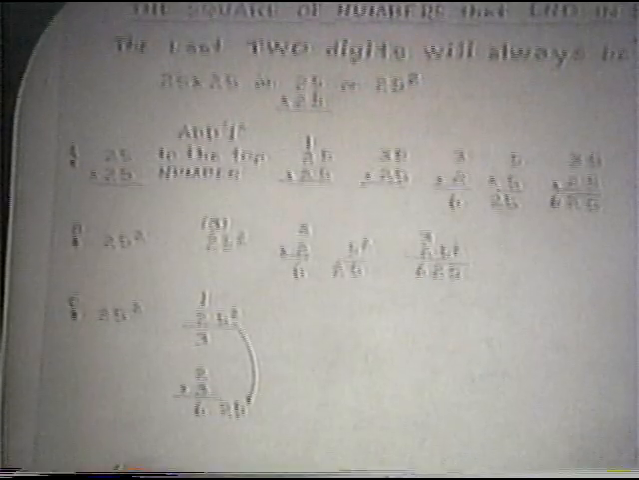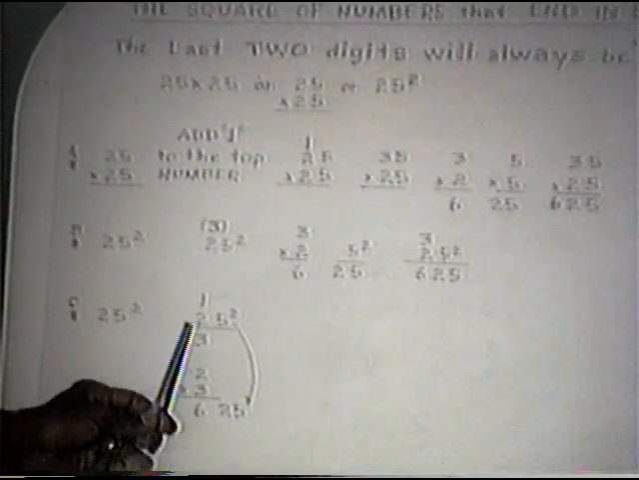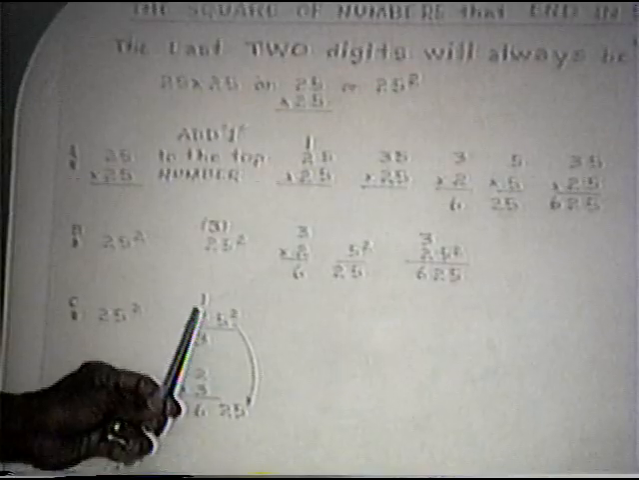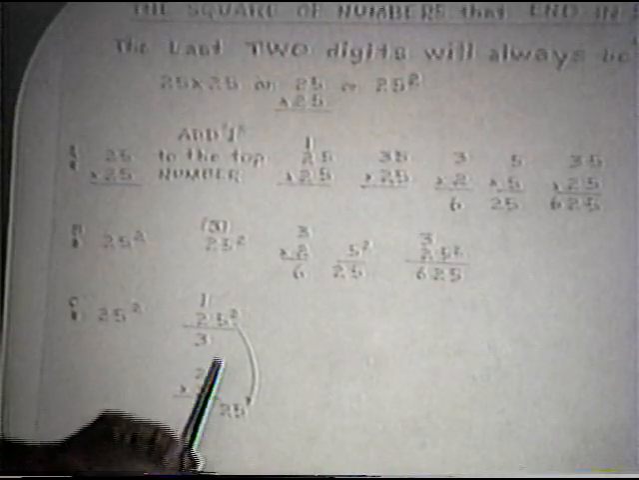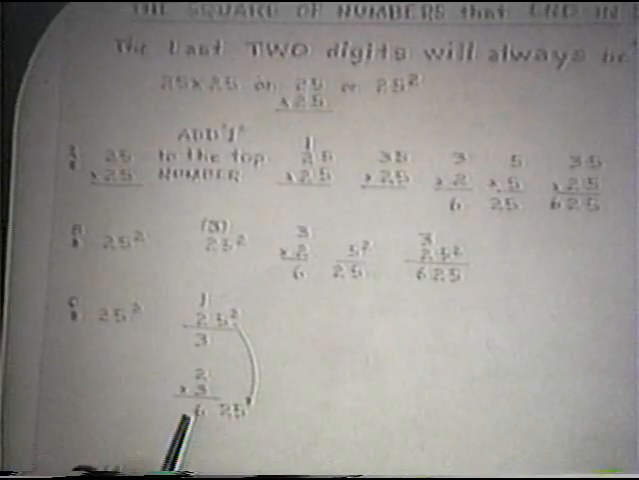25 is the square of 25 times 25. Another way of doing it is this way. 25 squared, change the 2 to a 3. 3 times 2 is 6. 5 times 5 is 25. 625 is the answer. Now let's do some more.